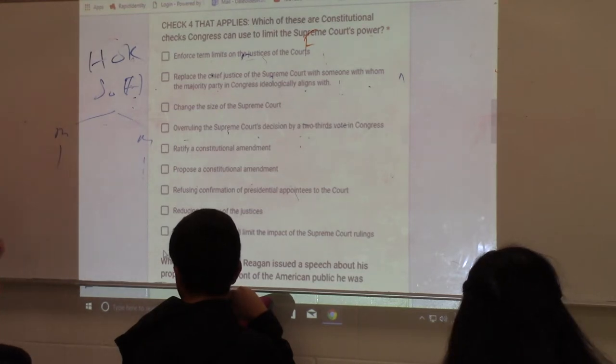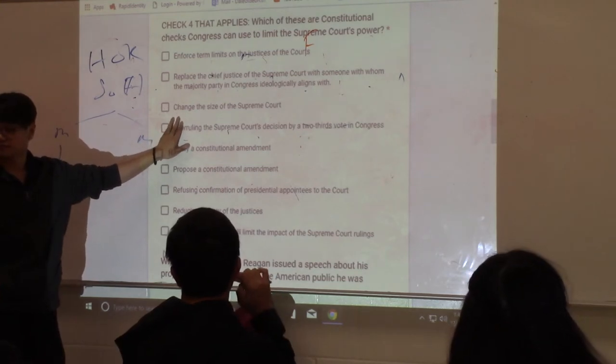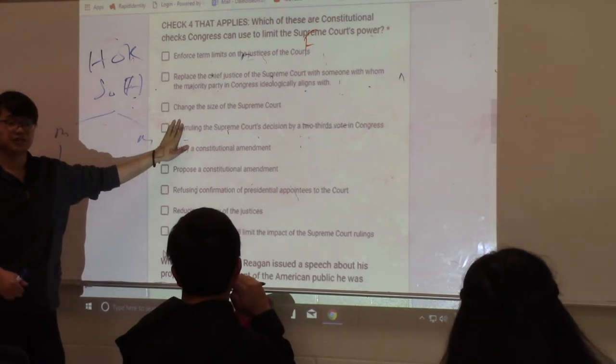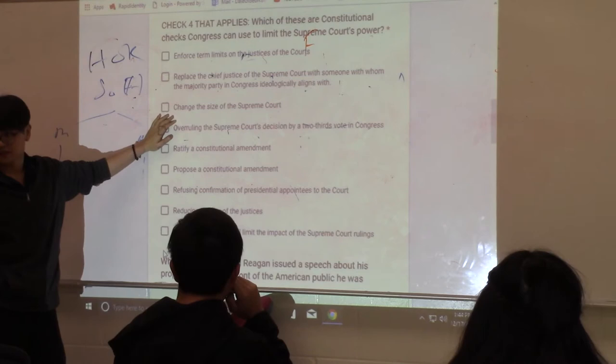Do we have to? Yes. All right, change the size of the Supreme Court. Can Congress do that? Yes. Congress can do that. Remember what FDR tried to do? He tried to get Congress to increase the size of the Supreme Court. That's something Congress can do.